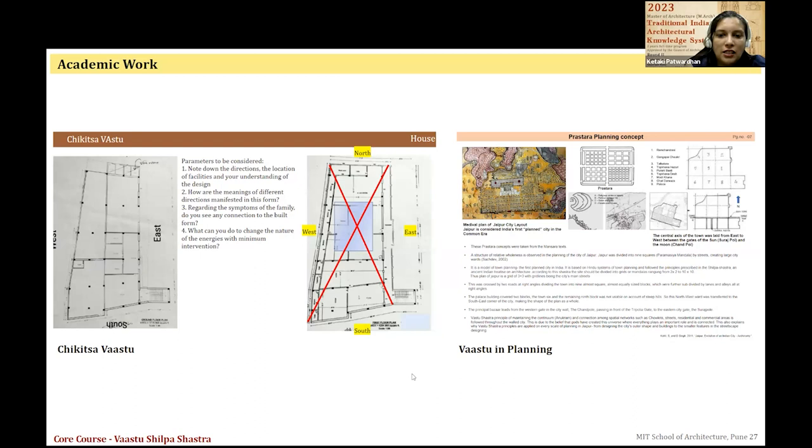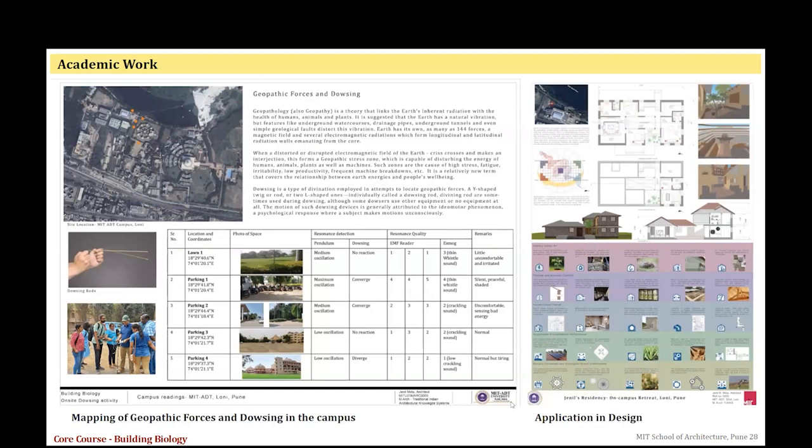And Vastu in planning is also explored. The third important core subject, which is the most important of all, is building biology. Here we are using dowsing rods, different instruments, different machines, and measuring calculators. And we are trying to figure out the geopathic forces. We are trying to find out the good energies, the bad energies.